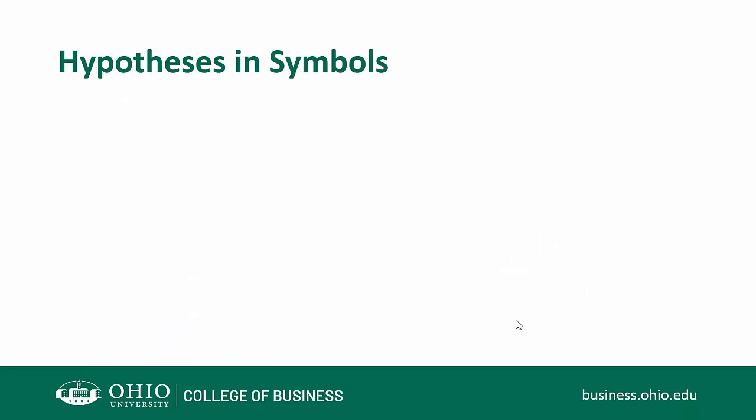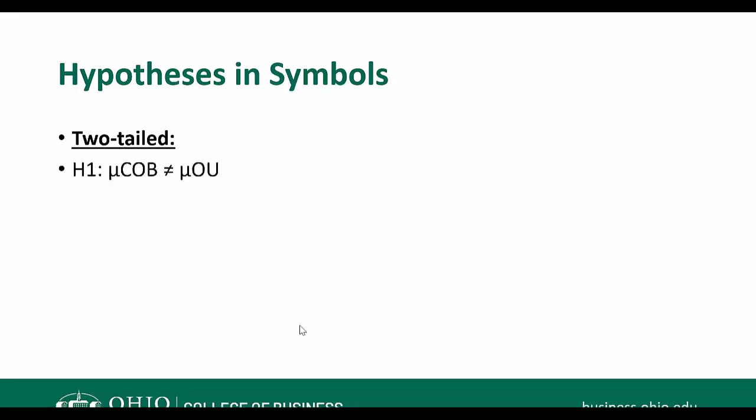We can also express hypotheses in symbols. In the previous examples, the hypotheses were communicated in words. However, oftentimes researchers will use symbols in place of or in addition to written hypotheses. For a two-tailed test, the alternative hypothesis is the mean for COB graduates does not equal the mean for OU graduates. Remember, for a two-tailed test, we think that the two means are different, so they're not going to be equal. This symbol is the Greek symbol mu, and it stands for population mean. The null is the mean for COB graduates equals the mean for OU graduates.